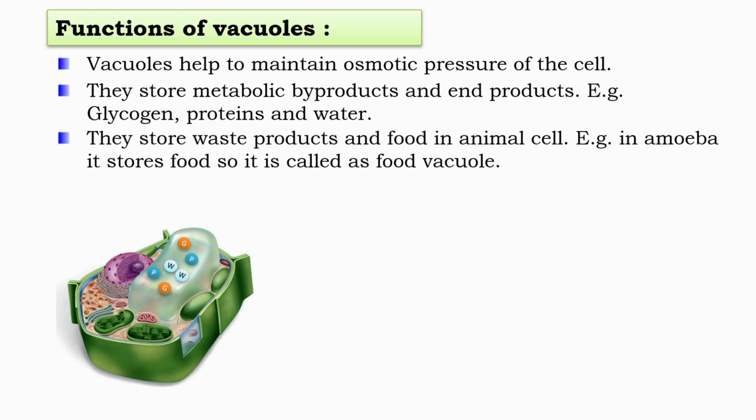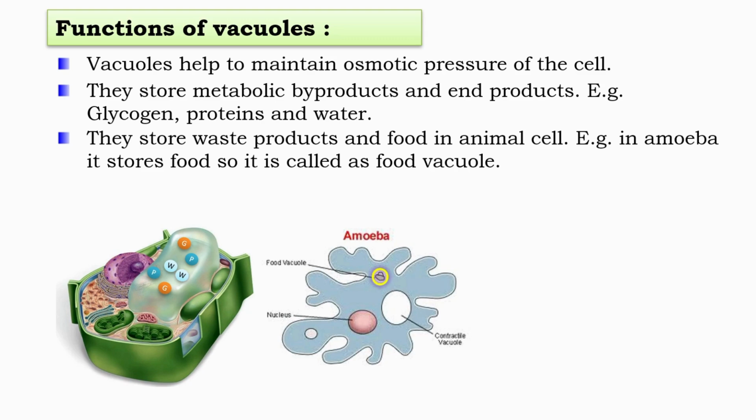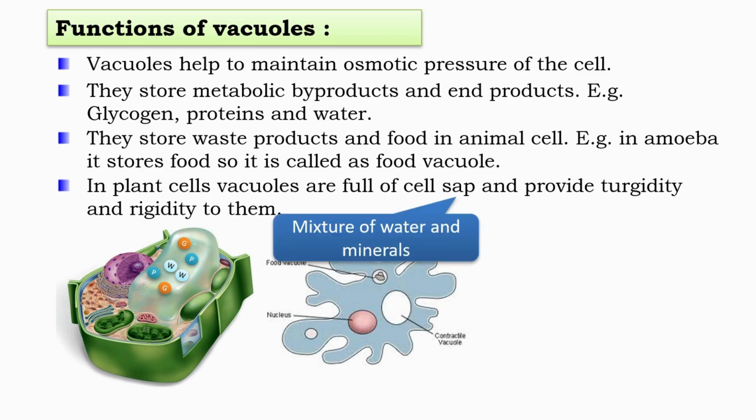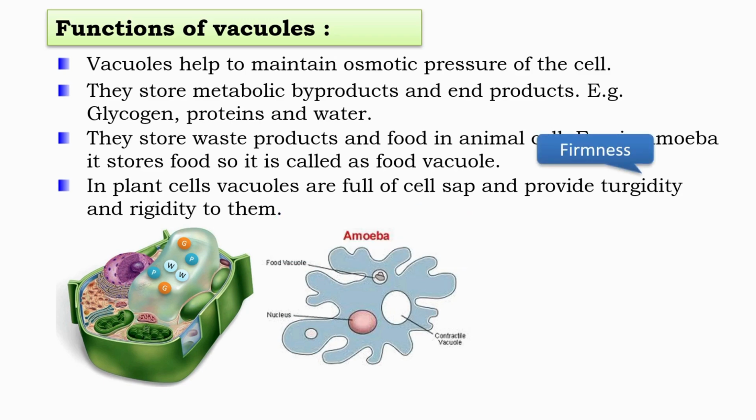They store waste products and food in animal cell, that is in amoeba it stores food, so it is called as food vacuole. In plant cells, vacuoles are full of cell sap and provide turgidity and rigidity to them. Sap means the mixture of mineral and water. Turgidity means the firmness, and the rigidity means the stiffness.